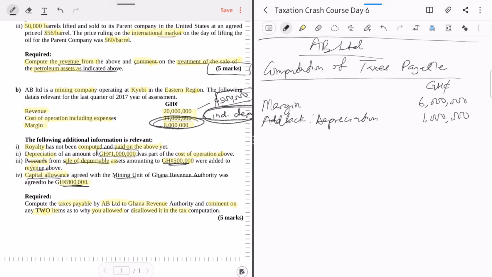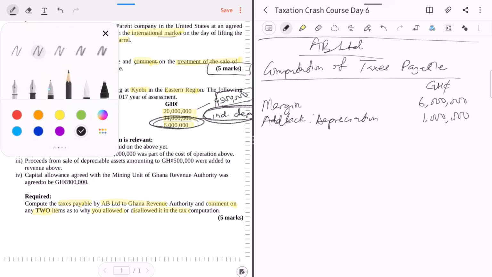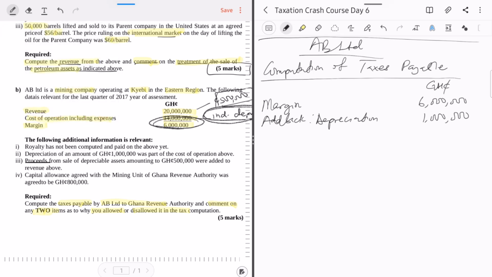Okay, now that we've added back depreciation, how do we treat the other items? Watch it carefully. They are saying that proceeds from the sale of depreciable assets of $500,000 were added to the revenue. So it means the revenue figure of 20 million includes some 500,000 for proceeds, which shouldn't be there. Because you shouldn't be adding the proceeds. So we need to deduct this from the margin, right? So we need to less our proceeds from asset disposal. And they said it is 500,000. So we take this out.